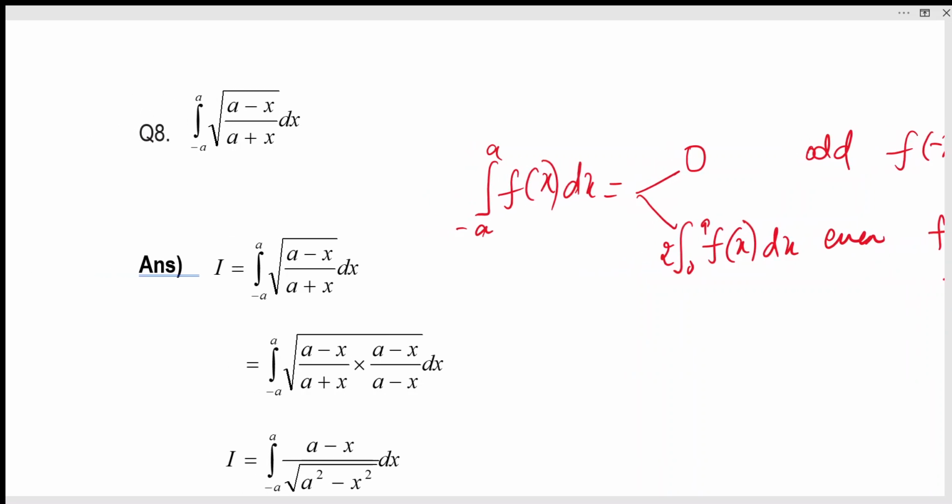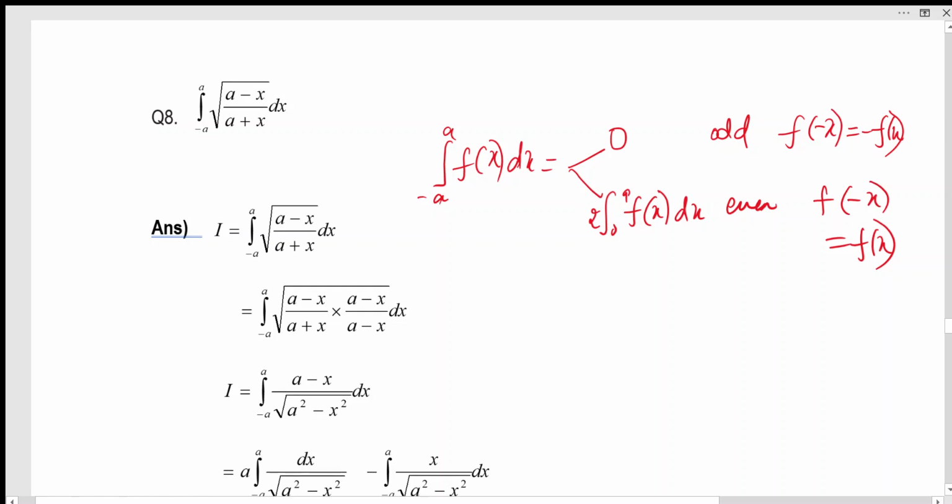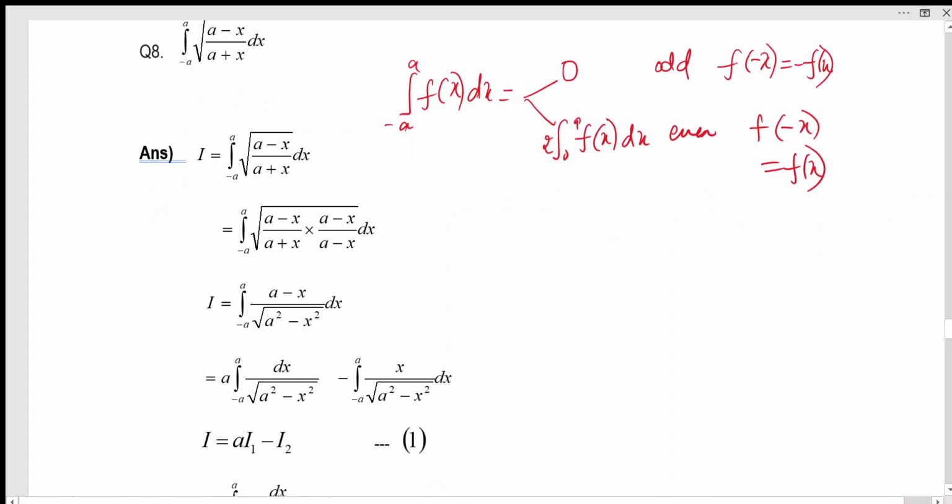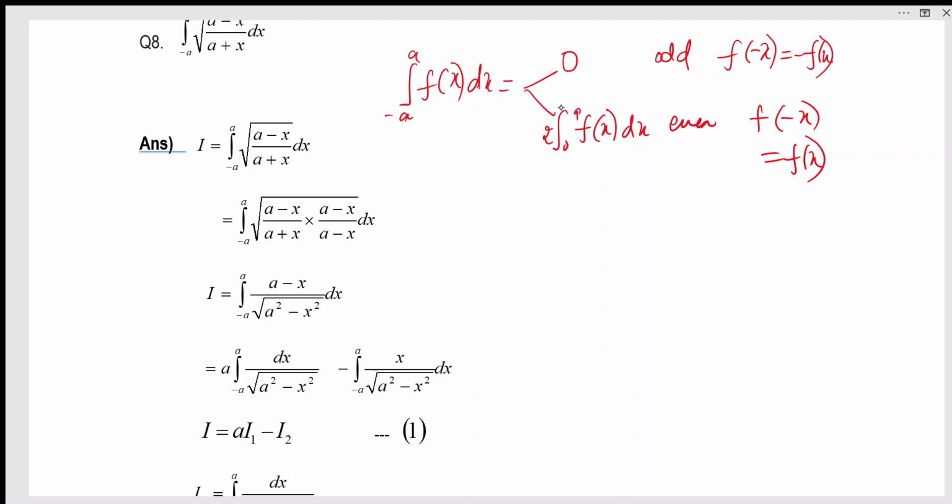So I will check this, but let me just rationalize and see what kind of functions I'm getting and whether this is an easy function to integrate or not. I have just done the rationalizing part. So it was plus over here, so I've done it with a negative sign. So this is a minus x upon a square minus x square. So you can separate it now. So a square, a upon under root a square minus x square and x upon under root a square minus x square.